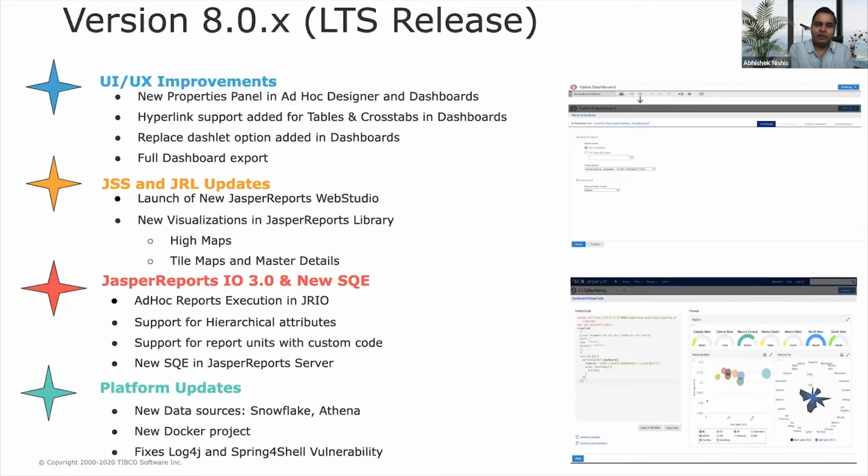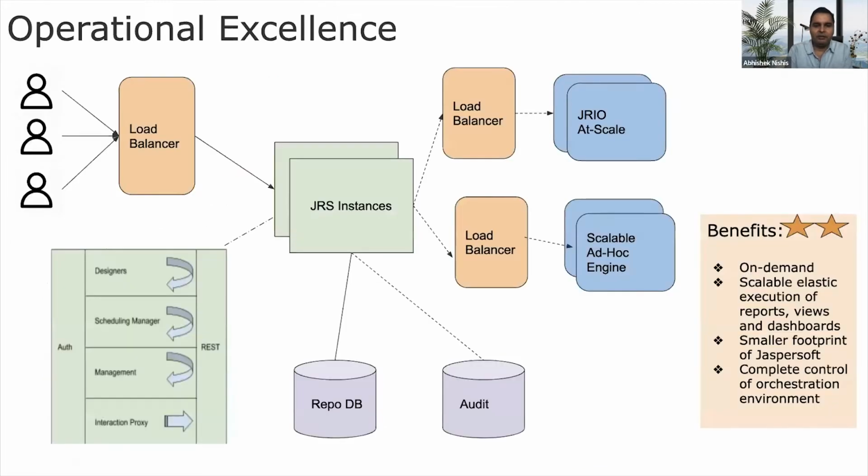Very similar to JRIO, one missing piece was that we did not have a similar kind of scalable execution service on the ad hoc and dashboard side. So we introduced that. This is what we call SQE, or Scalable Query Engine. This gives us the flexibility of achieving this. I'll come back to the slide. This is the architecture that we were basically going towards, which we call operational excellence.